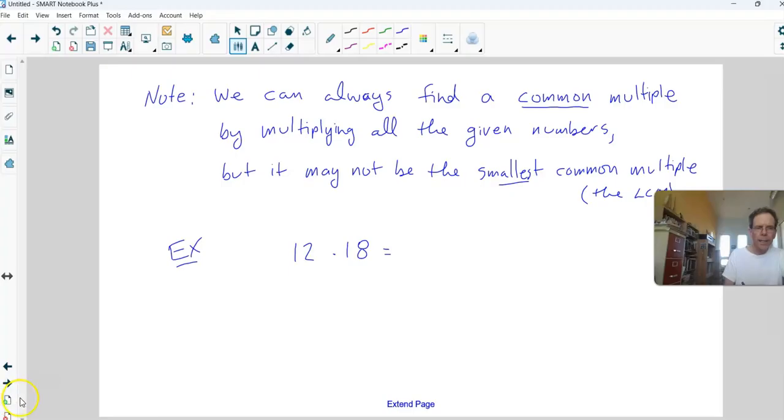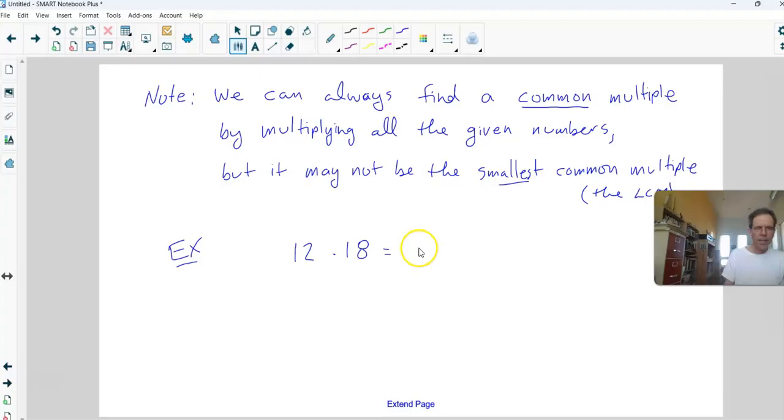Let's get one more idea going here. We can always find a common multiple by multiplying all the given numbers, but the result may not be the smallest common multiple. The smallest common multiple is the LCM, and just multiplying them usually gives you a number that's bigger, but it is a common multiple.